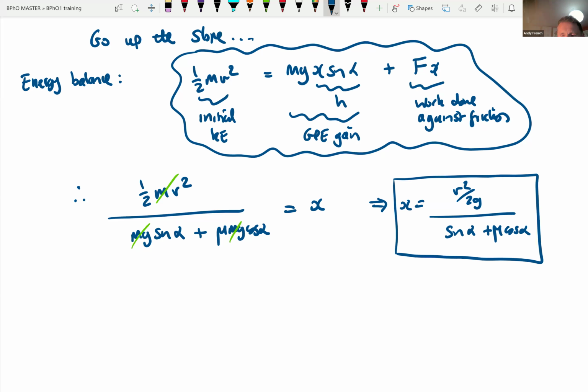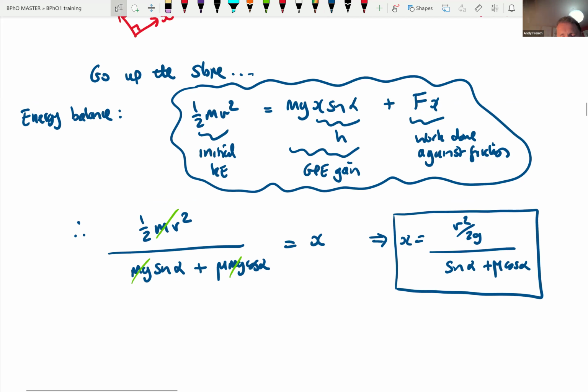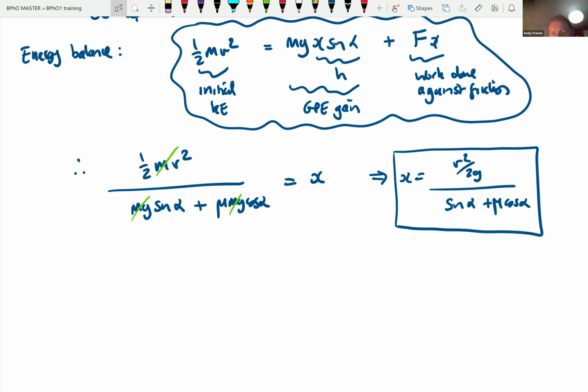Well, that looks like that's going to be useful. So what we now need to do is look at what happens when we go down the slope. Then we can do another energy balance, and hopefully we'll have some similar expression, and then we can do some mathematics. So you notice I'm being kind of positive. I don't know what the answer is going to be, but I've got some idea of the kind of mathematical equations that I need to make that happen.